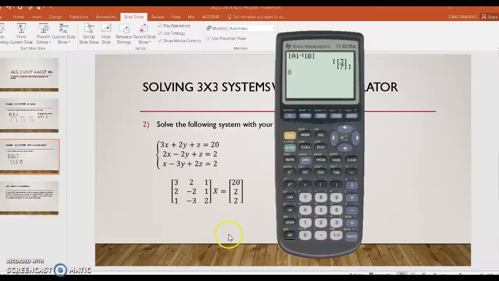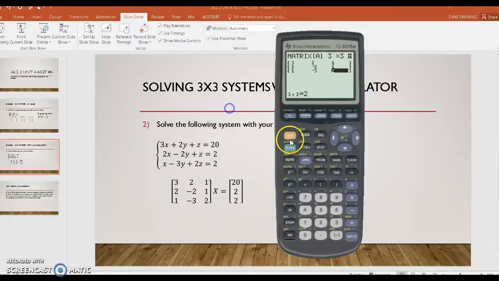So to do this, we're going to go back to our calculator, and I'm going to go to the matrix button again and move over to edit. I'm going to edit matrix A, and I'm going to call this one a 3 by 3 matrix. Now I'm going to enter all of those elements, which is 3 and 2 and 1, and then 2 and -2 and 1, and then 1 and -3 and 2.